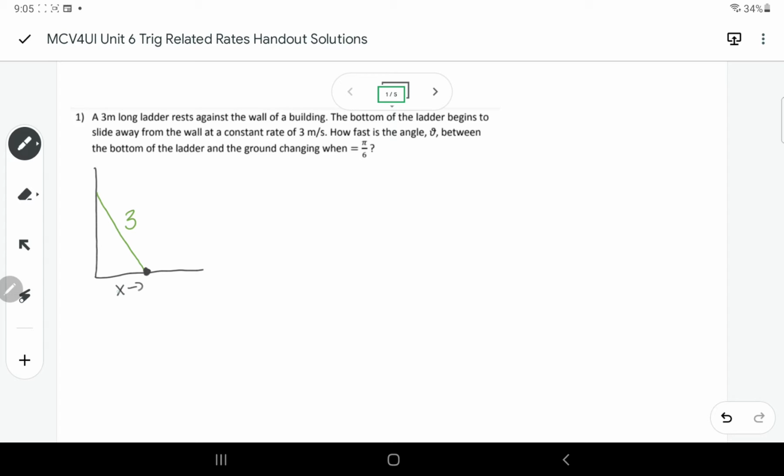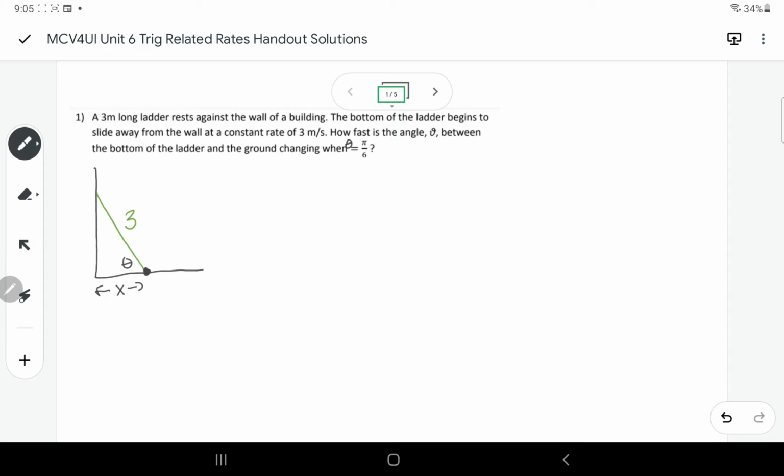Now the bottom of the ladder begins to slide away from the wall. So let's maybe label that distance x, because we know that that's going to be a variable that's changing at a constant rate of 3 meters per second. How fast is the angle theta between the bottom of the ladder and the ground changing when, I assume that's theta equals pi over 6? So I'm going to put in my theta.